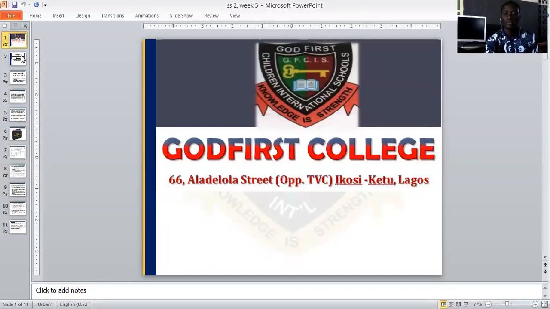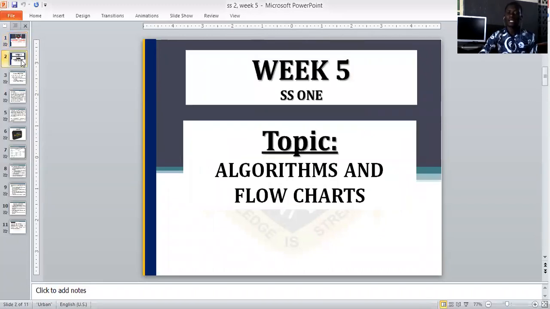Today, we are going to be considering algorithms and flowcharts. Now, some of you might have heard about algorithm before, while some might not have. And some of you might have heard of flowchart, and some might not have. Either you've heard about one or both. Today we are going to consider them.